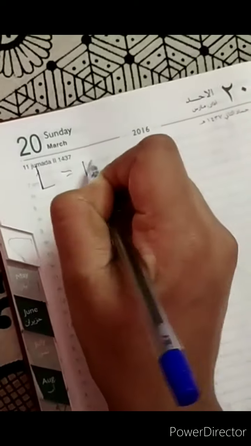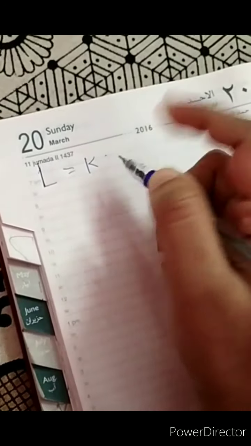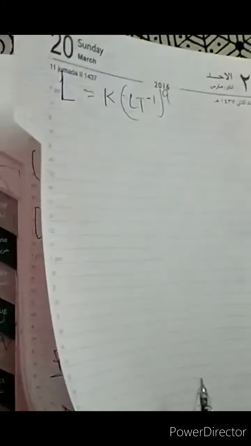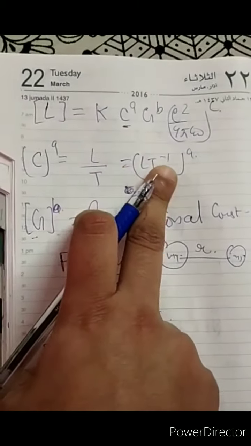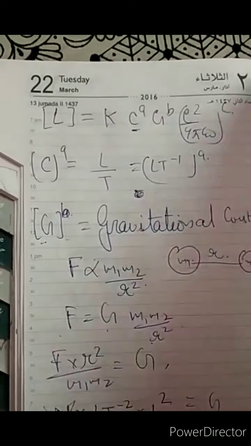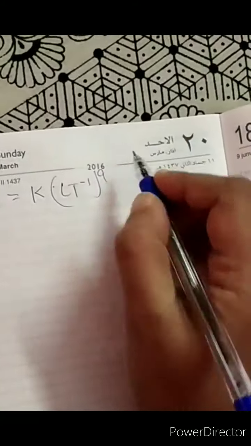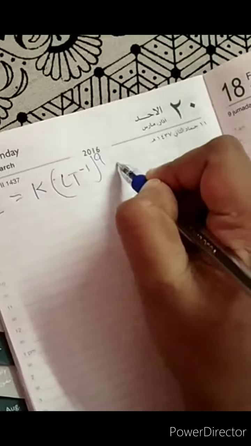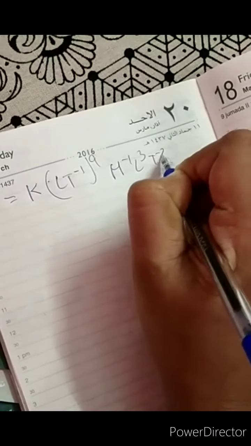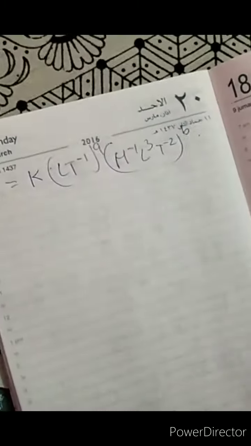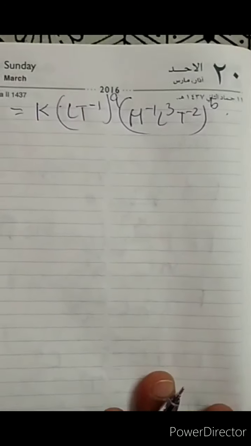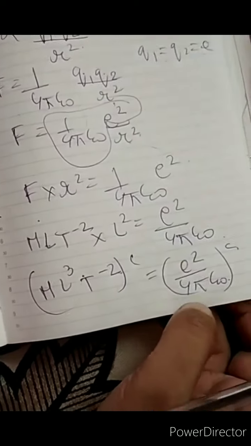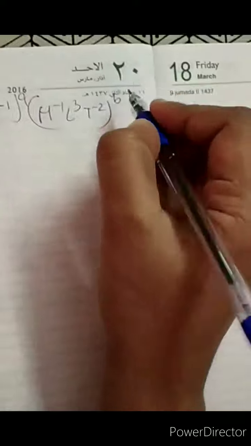Here L is equal to K, remember C to the power A. C is LT minus 1 because it is velocity, right? LT minus 1, C to the power A. Okay, and then we have G. What is G? G is a gravitational constant. The value of G is M minus 1 L cube T minus 2, to the power B. M minus 1 L cube T to the power minus 2B. And what about this? This we just derived: E square upon 4 pi epsilon 0 equals ML cube T minus 2.